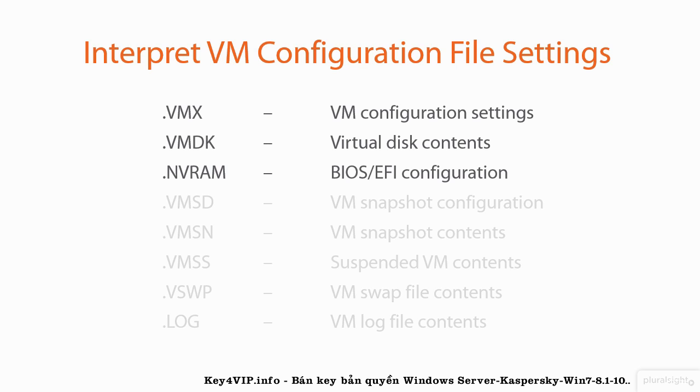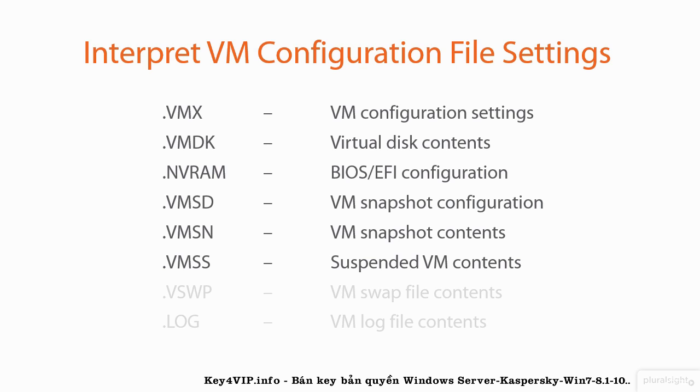In fact, we saw that just a second ago when we looked at the virtual machine itself. If we have snapshots for that virtual machine, the VMSD file can be the configuration of the snapshot, and then the VMSN can be the contents of the snapshot. So a metaphor here for VMX versus VMDK is VMSD versus VMSN. If I've suspended the virtual machine, the contents of that suspended VM are under a VMSS file. The swap file is a .vswap or a .vswp file. And then there will be a long list of .log files that also exist for the virtual machine that you can actually parse through to try to figure out exactly why that virtual machine is not behaving in the way you might think.